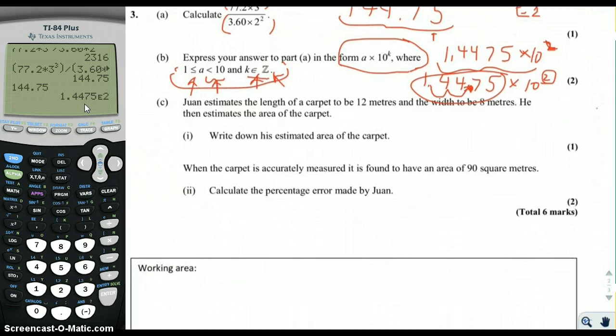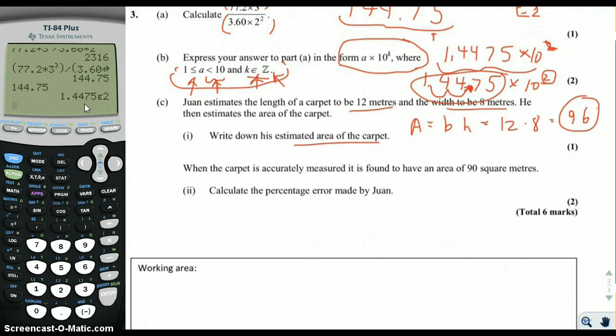Okay. One estimates that the length of the carpet is going to be 12 meters and the width is 8 meters. He then estimates the area of the carpet. Well, if you don't remember how to find the area of something, look on the formula sheet. I think they have the area of a parallelogram, which is the same thing as a rectangle. Area equals base times height. So you could think of that as length times width also, 12 times 8. 12 times 8 is 96. You could do that on the calculator if you want to. His estimated area of the carpet is going to be 96.